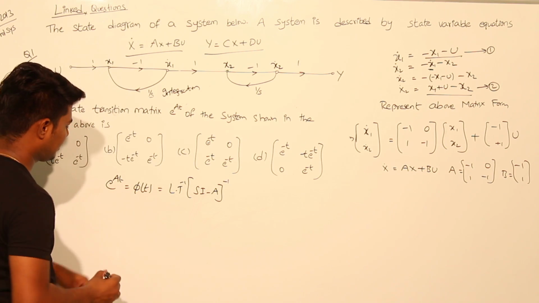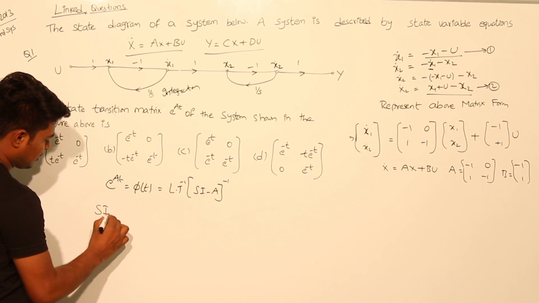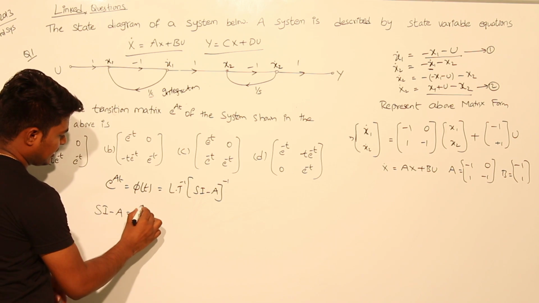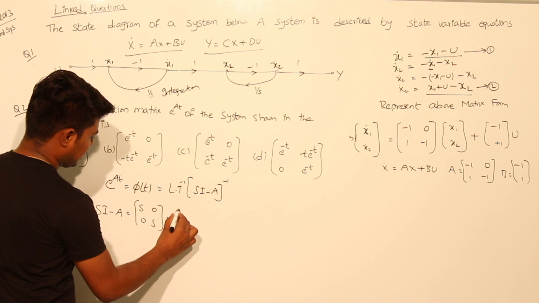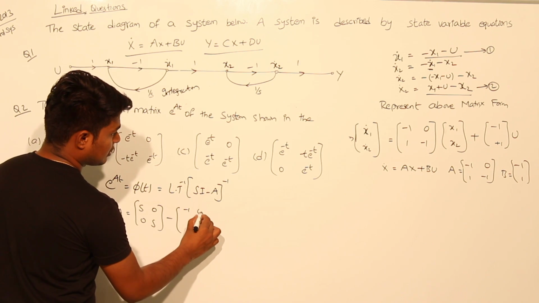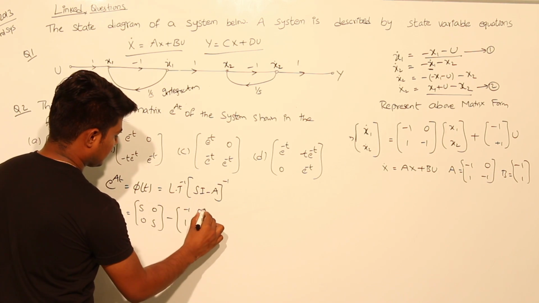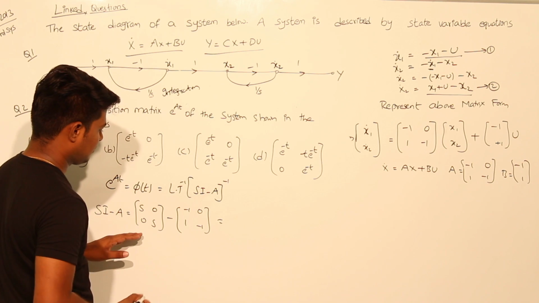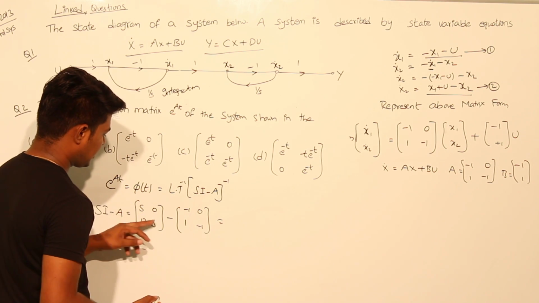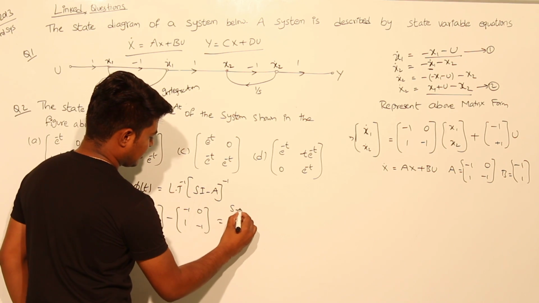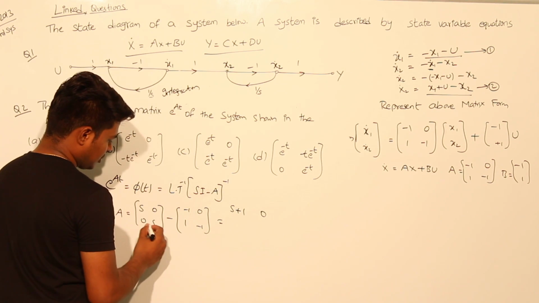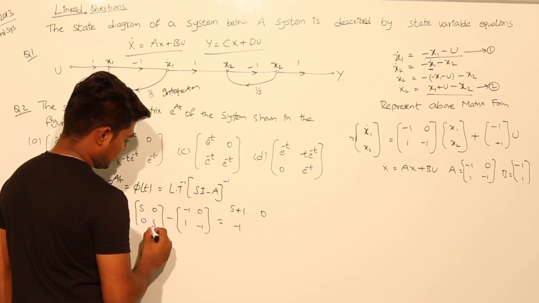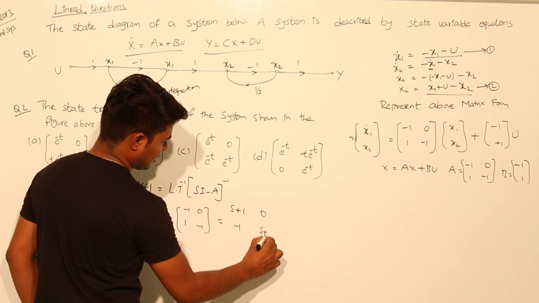Now we will try to find sI minus A. sI is [s 0; 0 s], and A is [-1 0; 1 -1]. This is a simple matrix subtraction. You can write s minus of minus 1 as s plus 1, then 0 minus 0 will be 0, 0 minus minus 1 will be minus 1, and s minus of minus 1 will be s plus 1.